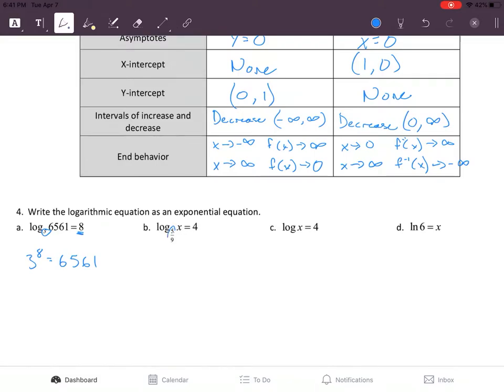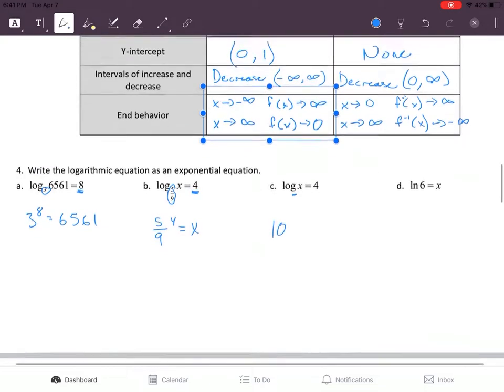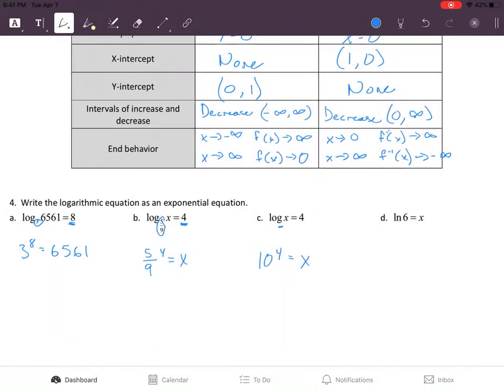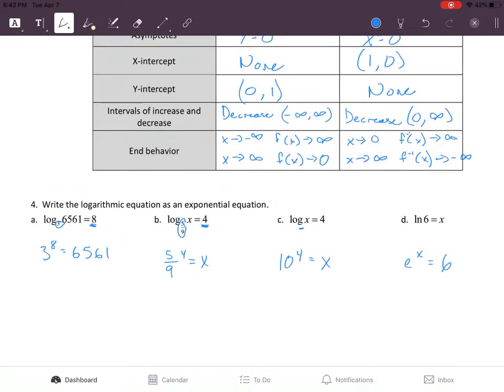Again, the base of the log is going to become the base of the exponent. So 5 to the 9th power, 5 over 9 to the 4th power, equals x. This doesn't have a base on it. So that means if it's a log that has no base, that base must be a 10. Raised to the 4th power equaling x. And in this case, the ln means it's a natural log, and a natural log has an e. So it would be e to the x equals 6. And those are your equations. Those are your exponentials from a log.